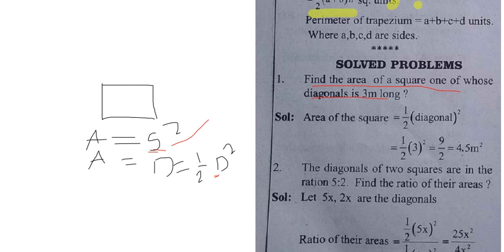Yes, my area is equal to half into diagonal square. Half into diagonal value, how much? 3 square. 3 square means how much, guys? 3 square is nothing but 9, denominator value 2, 9 by 2 is how much? 4.5 meter square. Area is always in square units. That is problem number 1, right? The next problem.